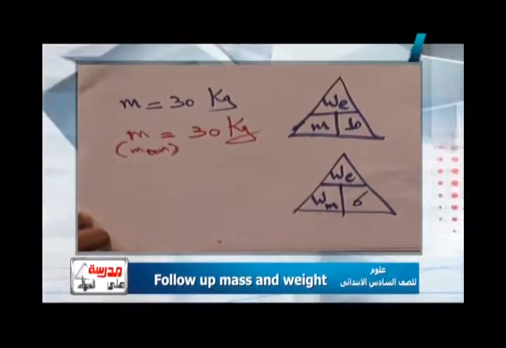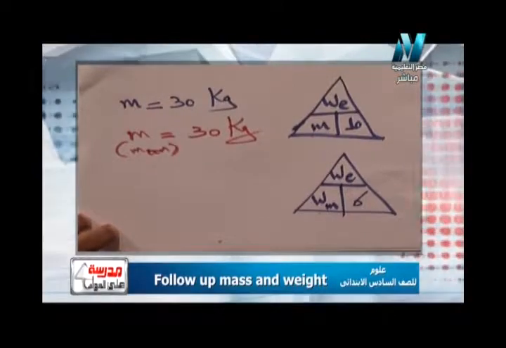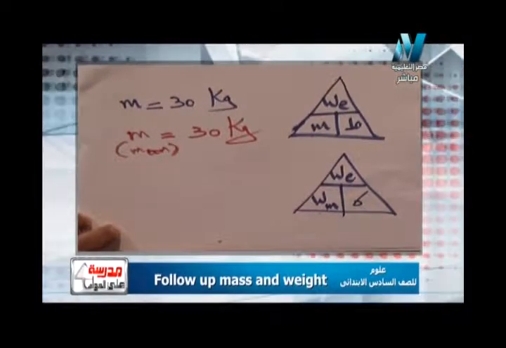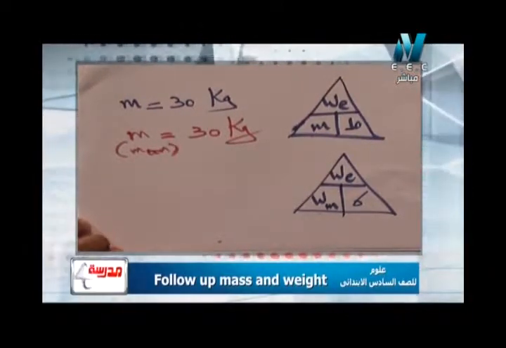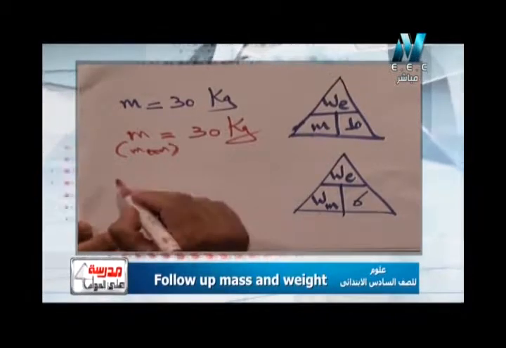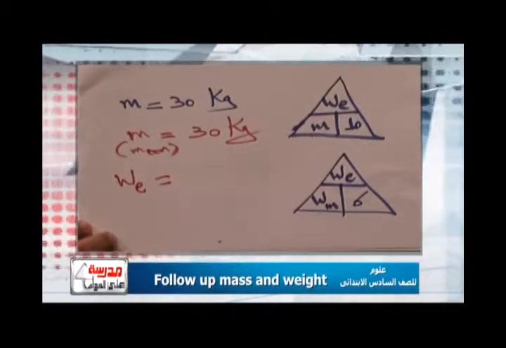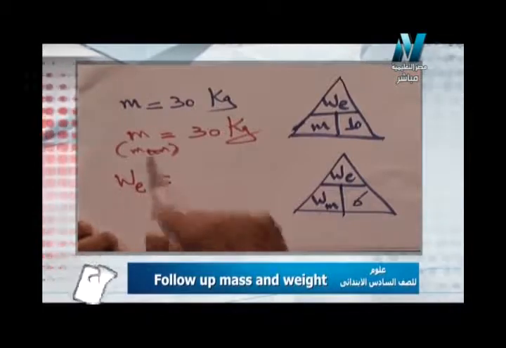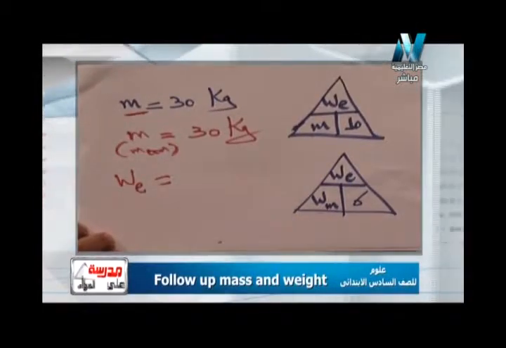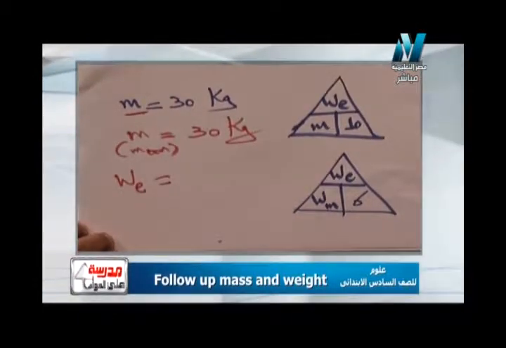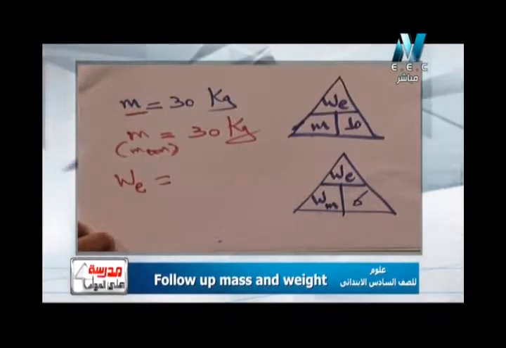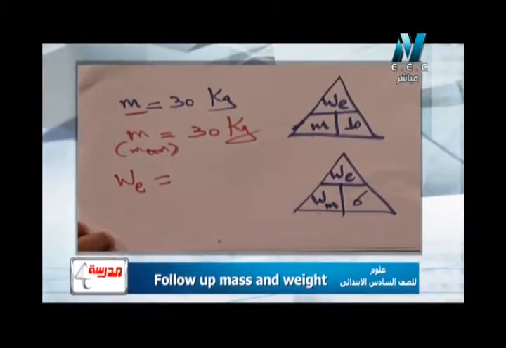يبقى أول مطلوب هنا سهل جدا. Why? Because the mass doesn't change. And also the weight on the earth. I want the weight on the earth and I have what? أنا عايز weight on the earth وعندي mass. So which rule I will use? أنا عندي weight. أو sorry أنا عندي mass وعايز weight.